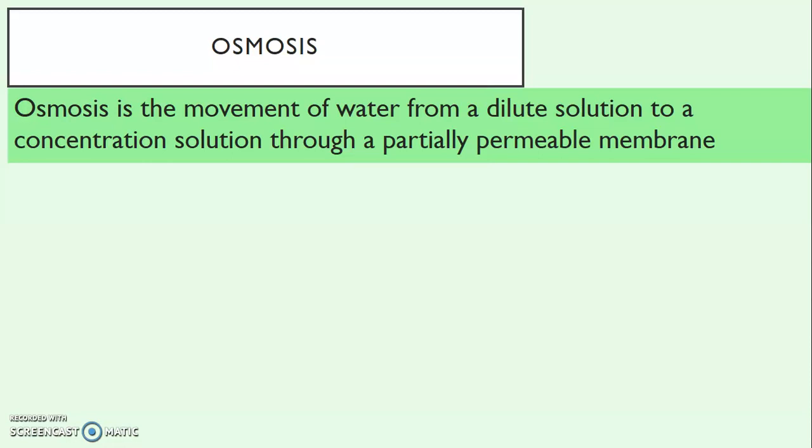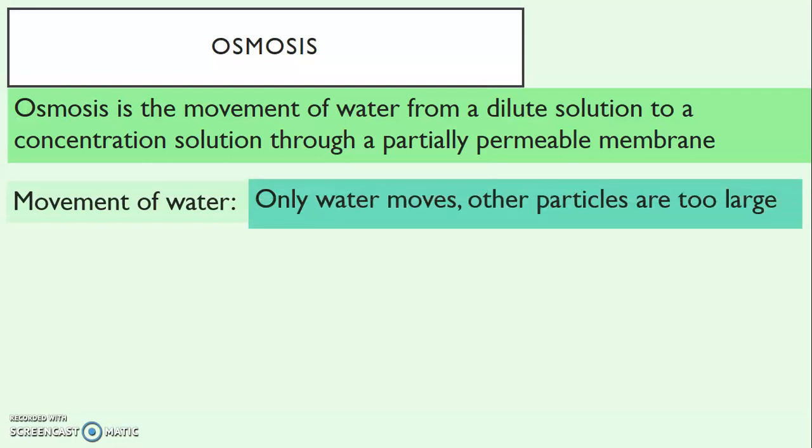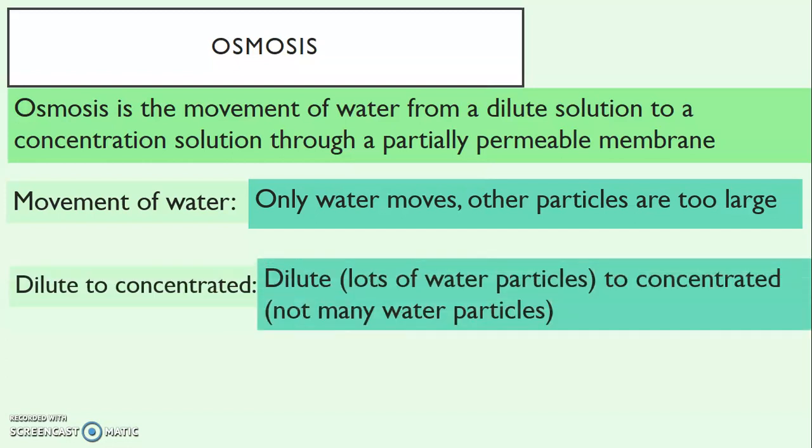So if we just break that down, movement of water, so it's only water that's moving. When we're talking about osmosis, other particles, tends to be salt, sugar or solutes, will be too large. So it's only the water that moves. It moves from dilute to concentrated, so from where there are lots of water particles to where it's concentrated, where there are not many water particles. So it moves from lots of water particles to not as many. It's the same as diffusion, but this is specific to water.